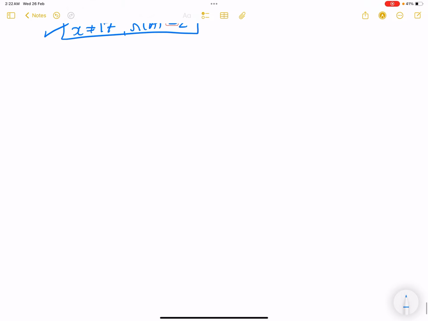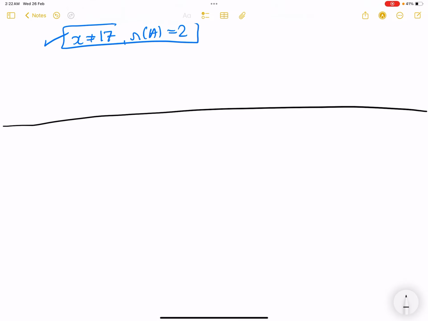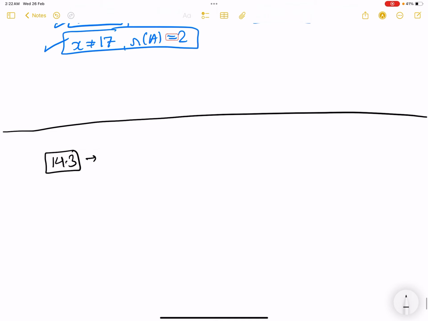And in the next class onwards, we'll start with 14.3. So we'll cover how the rank influences the solution, that is whether the solution would exist, it would be unique, or it would be infinitely many solutions. And this is also important. So the whole of chapter 14 is very important.